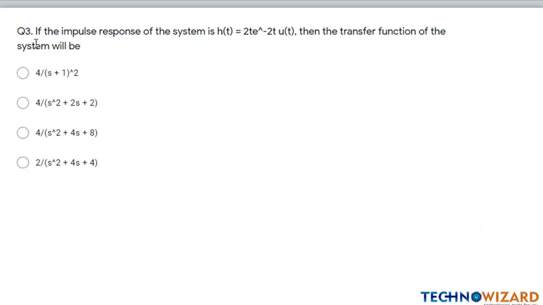Next question. If the impulse response of a system is h of t equal to 2t e to the power minus 2t u of t, the transfer function of the system will be?